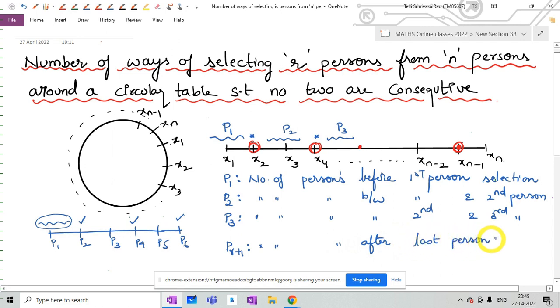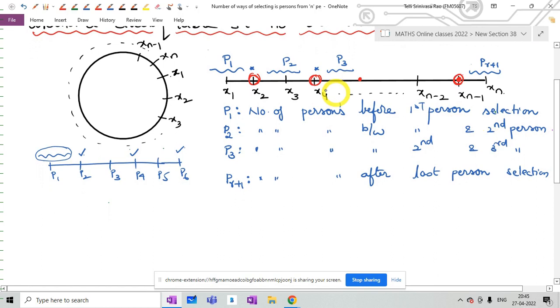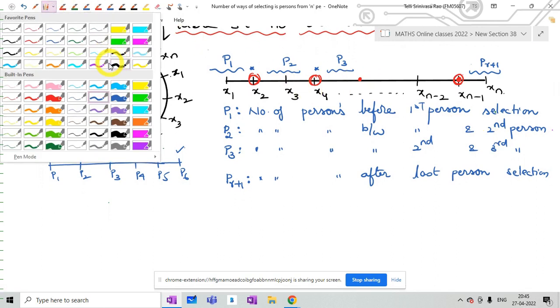After we have selected persons on the linear table, after the last selected person some number of persons are there. That number of persons is given by pr plus 1. So these many persons are there after my rth person selection. Okay, so what is the relation between these variables? Let's try to understand them.